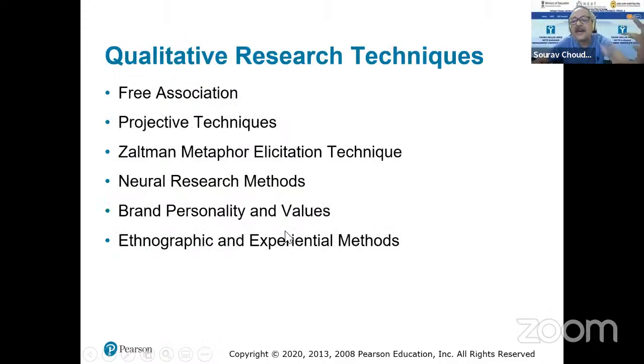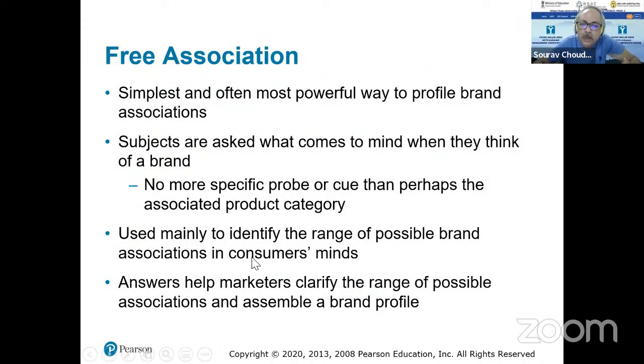Now there are different techniques to do it. These are the techniques that we normally use to get qualitative feedback from consumers. The first one is free association. Then projective techniques, judgment, metaphor elicitation technique, neural research method, brand personality and value, ethnographic aspect. So we'll go one by one.